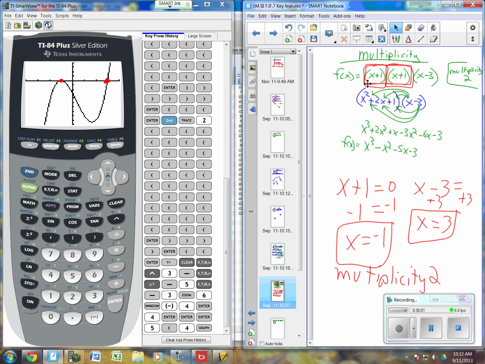The factor happens twice, but it only touches one time, right there at negative 1. We call it multiplicity 2 because the factor happens twice. How do you know by just looking at the graph? You'd have to see if it just touches, and we'd probably have to zoom in even more. I know for sure this one just touches because I can see the factors right there. This one's really hard to tell unless you look at the factors. But if you can see it looking like it's touching, you can kind of guess that it might be a double factor. It might be happening twice. It might have multiplicity 2.